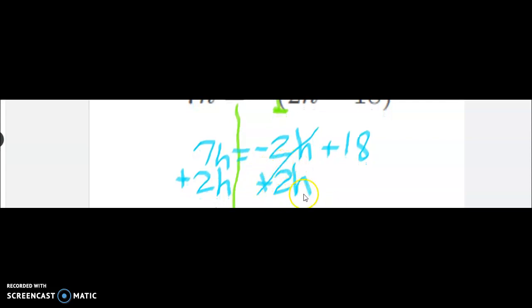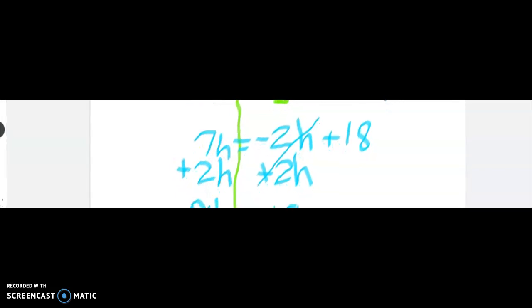I'm going to do the opposite of this minus 2h. Opposite would be to add 2h to both sides, right? Remember, if we're moving it to the opposite side, we've got to do the opposite operation. Okay, these simplify here. I combine those two on the left-hand side.